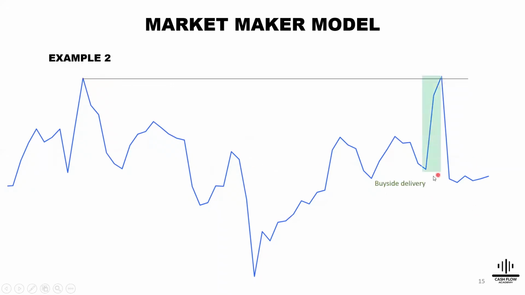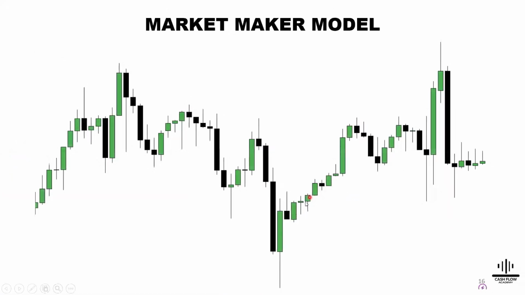Okay, here's the buy side delivery, and then here's the sell side delivery. So let's talk about the context to this trade. So here is the buy side liquidity. Price rallied, took out this buy side liquidity, and then fell. But before getting to this point, there was what? Consolidation here. You can see this little consolidation and the price rallied.